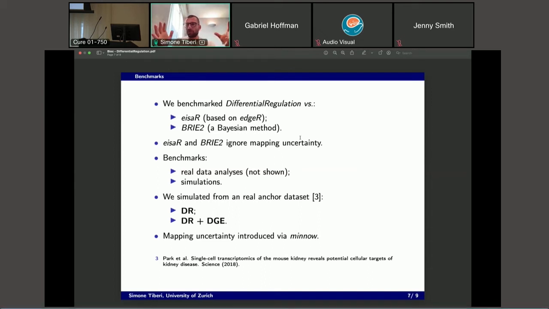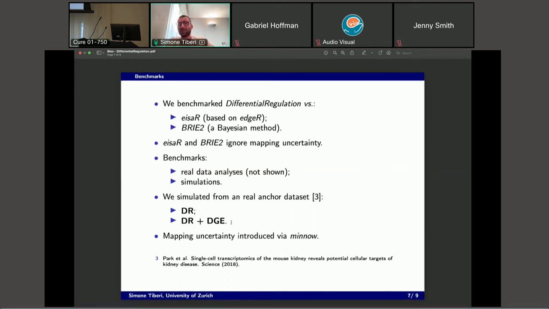So we have four samples that basically belong to the same experimental condition, and we split them into two groups, and we artificially introduce a differential effect into one of the two groups. So it's effectively a semi-simulated data set. And we run two simulations, one where we only introduce what's called a differential regulation effect, and one where we also introduce a differential gene expression effect. The idea is that this is a nuisance effect that we don't want to detect. And obviously, it's going to make our life harder when detecting differential regulation without detecting differential gene expression.